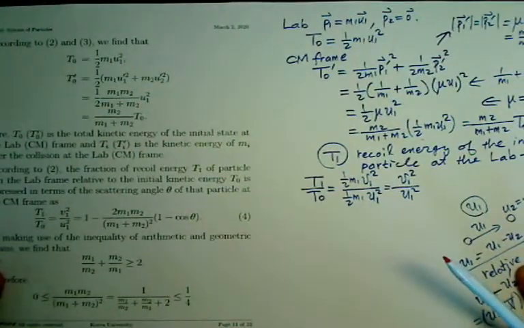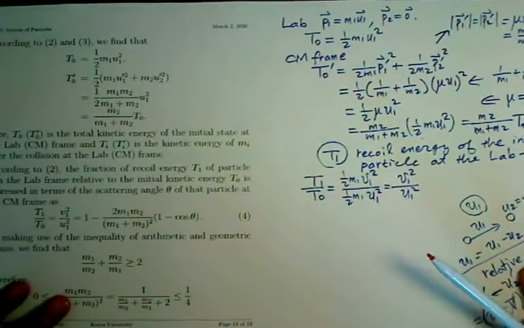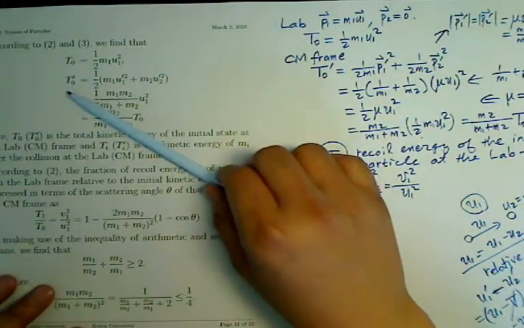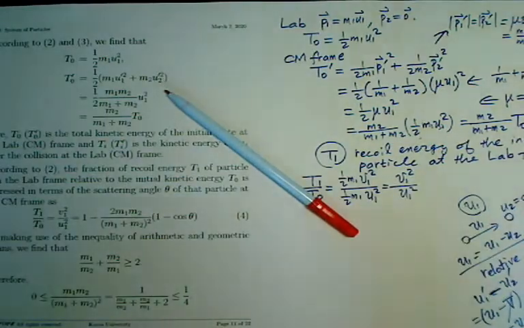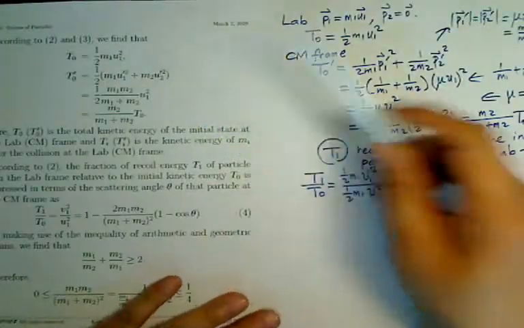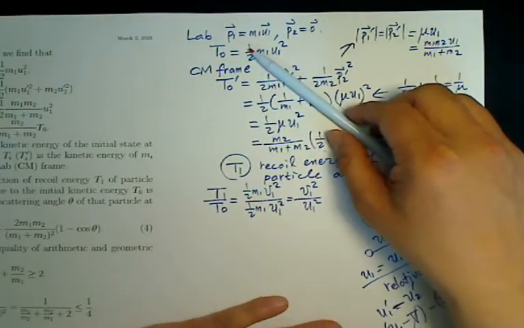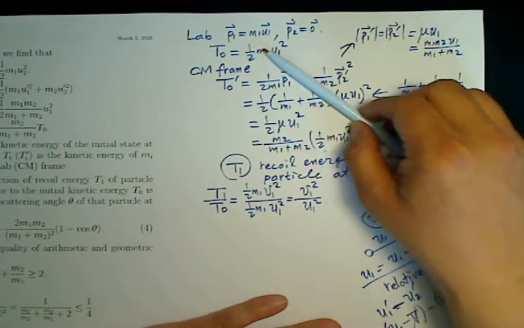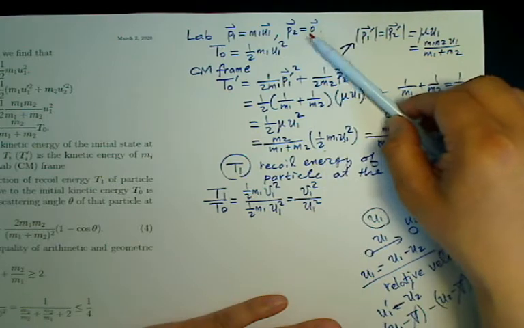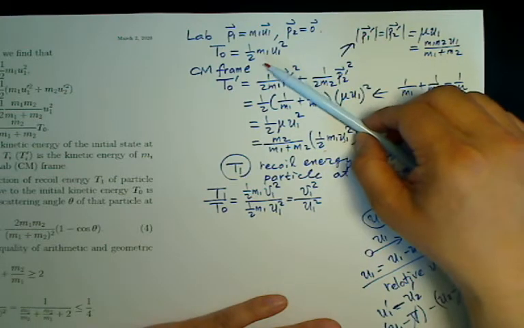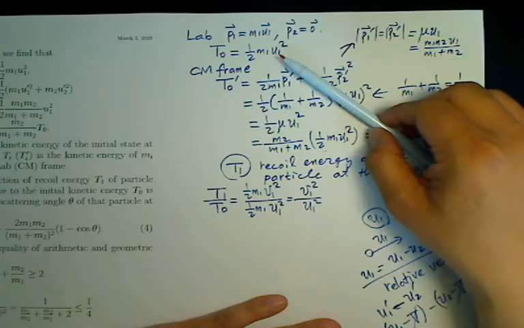Next one, we can compute the kinetic energy of the initial system. Here, at the lab frame, the initial momentum is this one, and the target was at rest. And the kinetic energy at the lab frame is given in here.